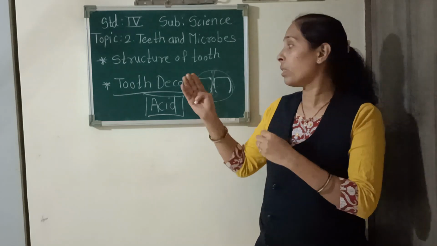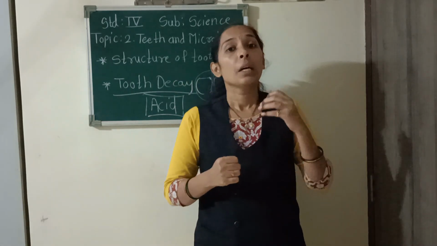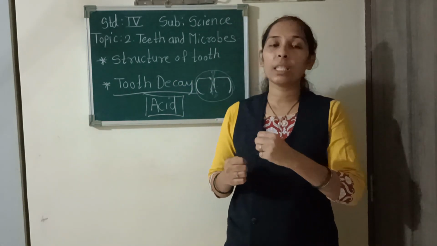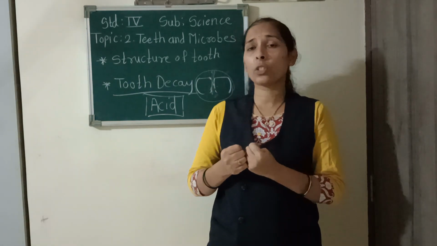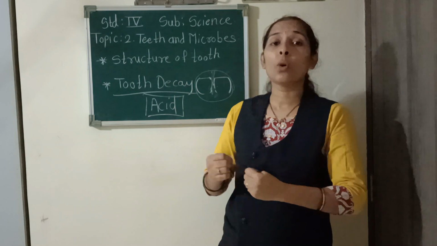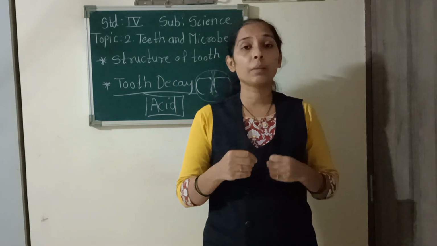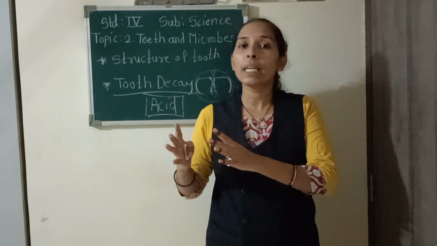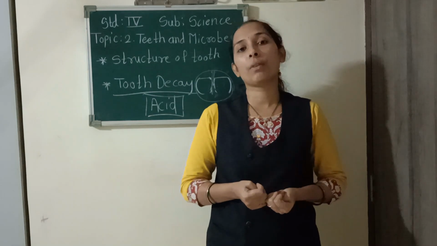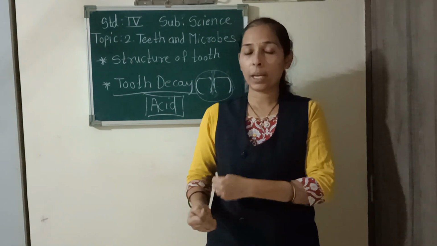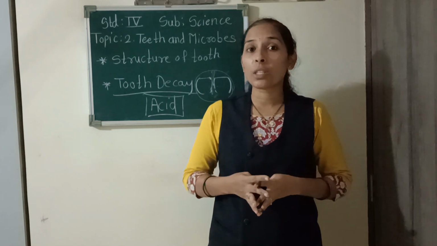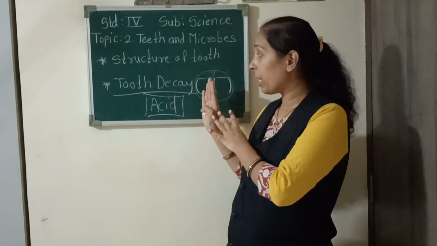Next, we have just seen that tooth decay causes cavities or holes in our tooth. Because of the toothache and the extreme holes and cavities, sometimes we have to lose our tooth. And the next one, sometimes we are also having bleeding gums. So in this way, all these are the effects of tooth decay.